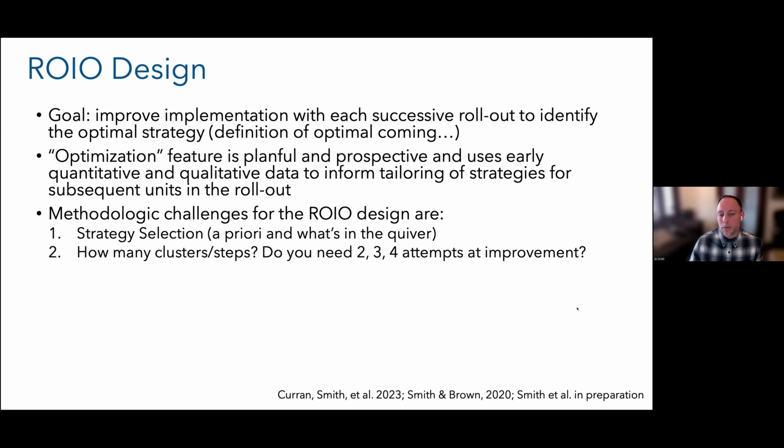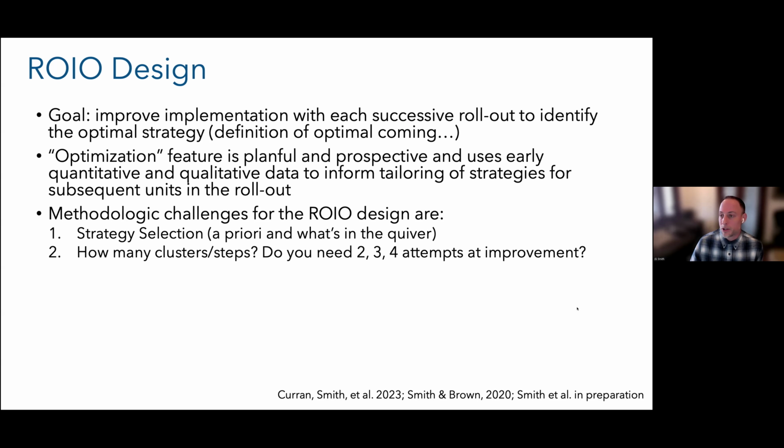How many clusters and steps? It kind of depends. Do you need two, three, four attempts at improvement? You'll see in some of my examples, we have three clusters, so you have two attempts to improve. A couple others, we had four, meaning you have an extra attempt to improve. But part of this actually is how good do you think your initial implementation strategy is going to be?